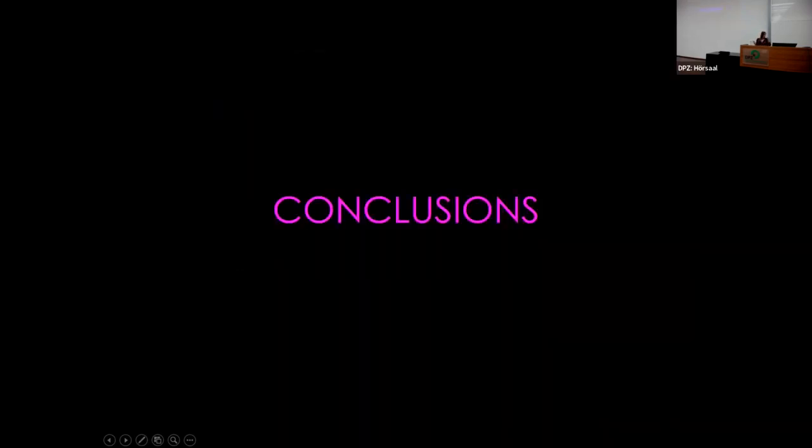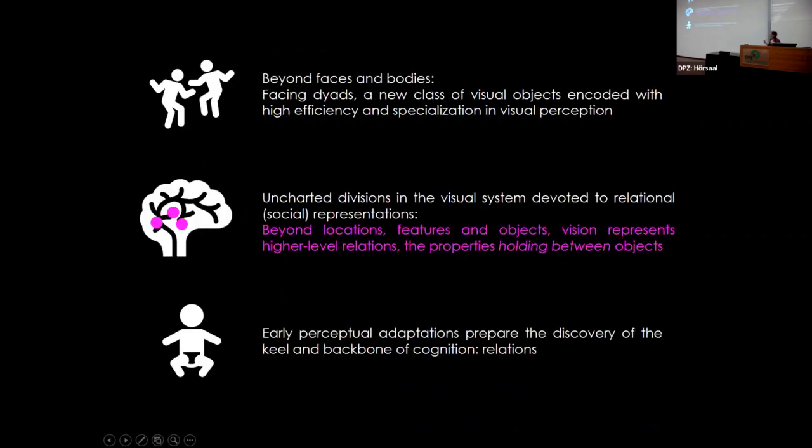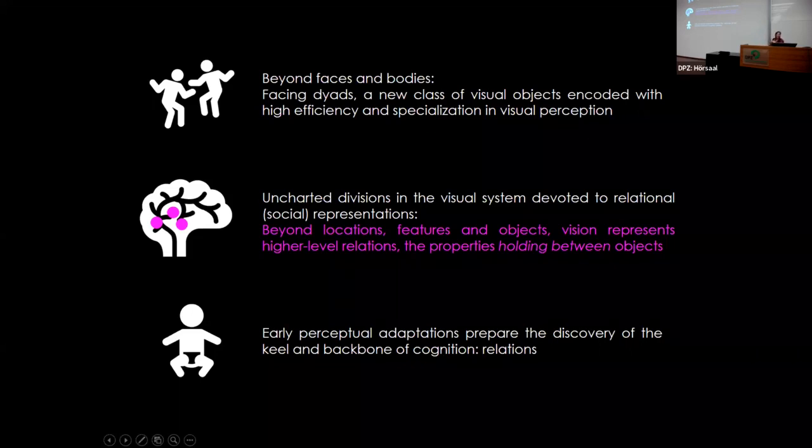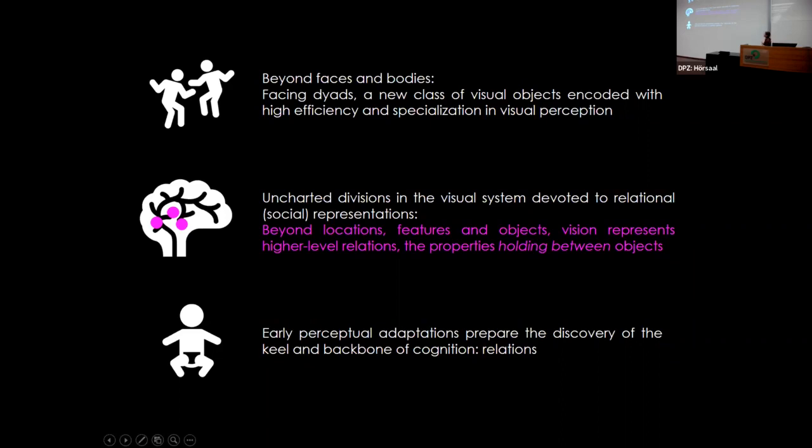Okay, conclusions. I showed that there is this new category of visual stimuli, which we call facing dyads, that represent a new class of visual objects that are encoded with high efficiency and specialization in visual perception, of the kind we have learned to know, for instance, for face perception and body perception.